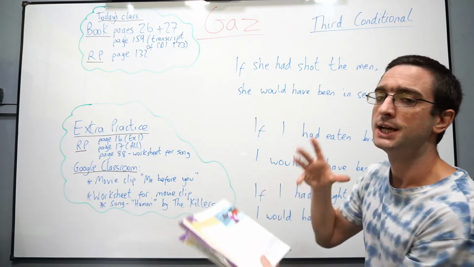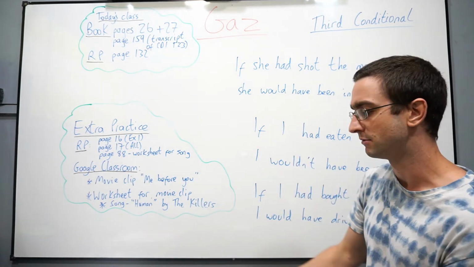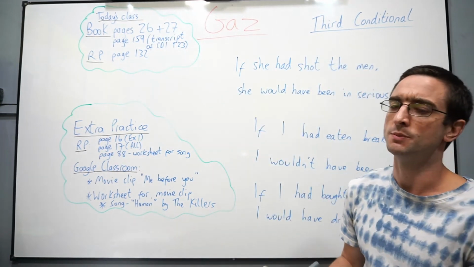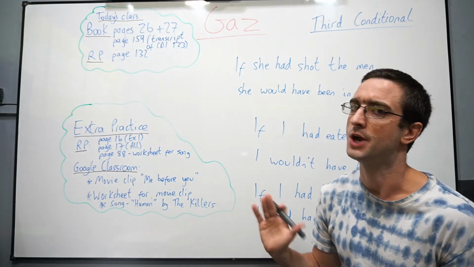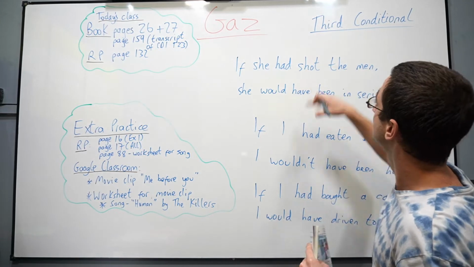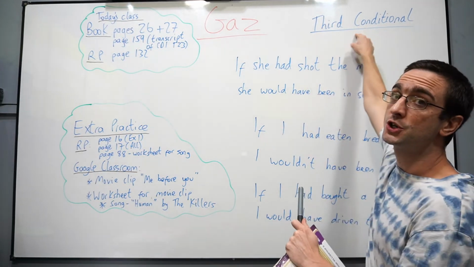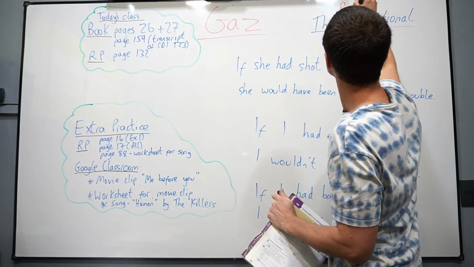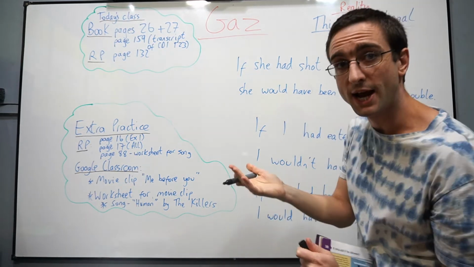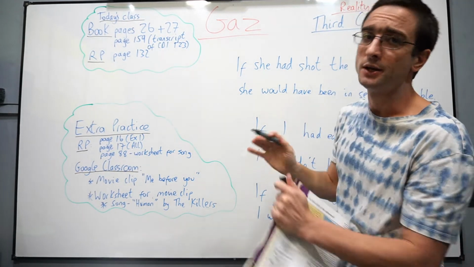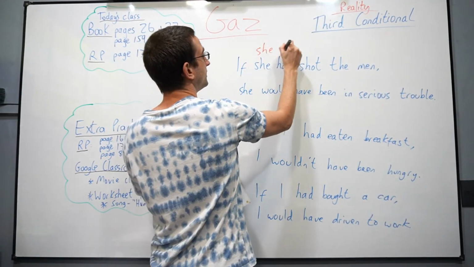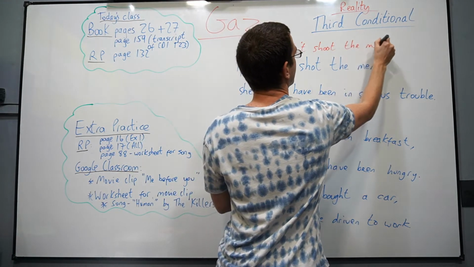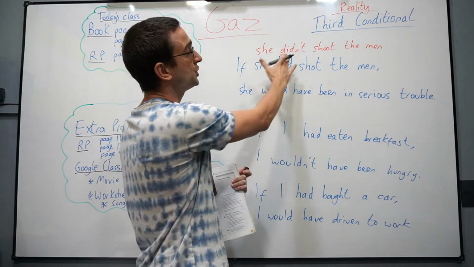So, question number 1 says, did the woman shoot the men? In story A, did the woman shoot the men? Yes or no? No, she didn't. So, this third conditional, if she had shot the men, this is the third conditional sentence. But if I take out my reality pen, and in red I write the reality. Did she shoot the men? No, she didn't. The reality is, she didn't shoot the men.